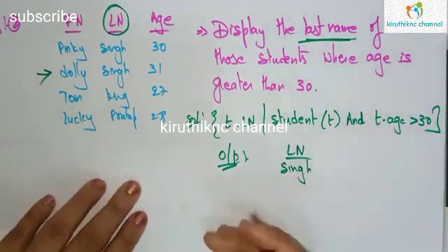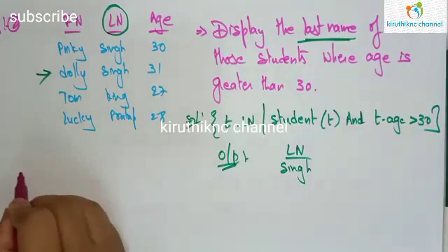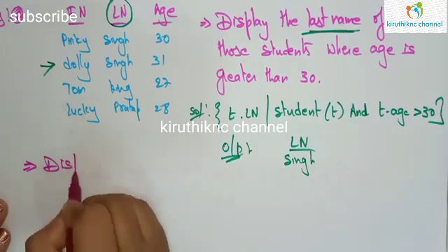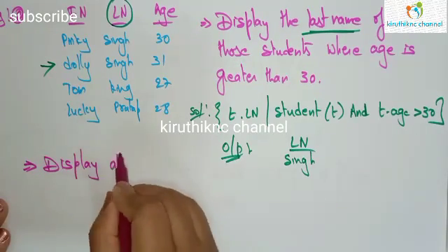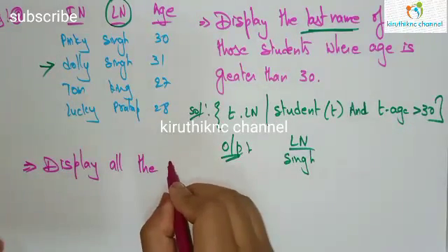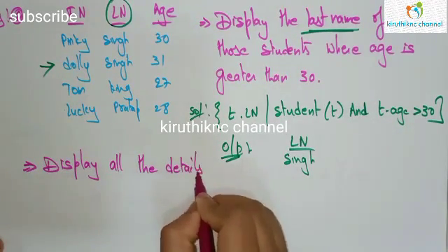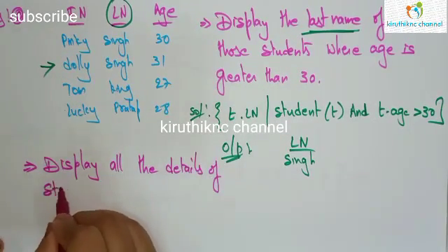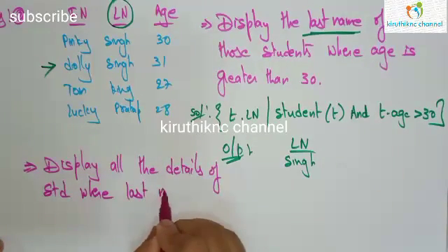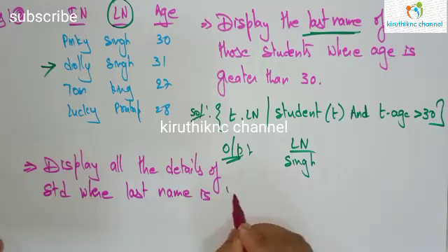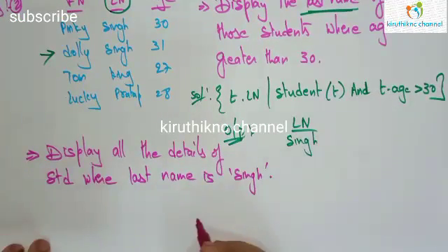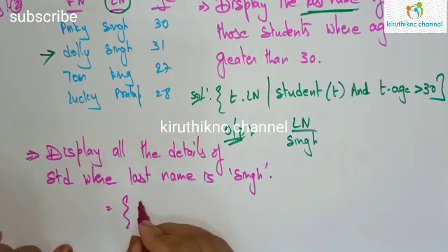Suppose let me take another query. Display all the details, not the last name, of students where the last name is Singh. I want only the students whose last name is Singh. Now let me represent it in the tuple relational calculus.